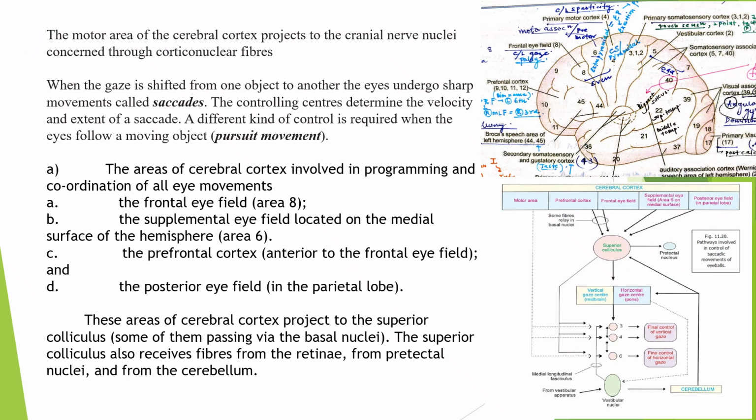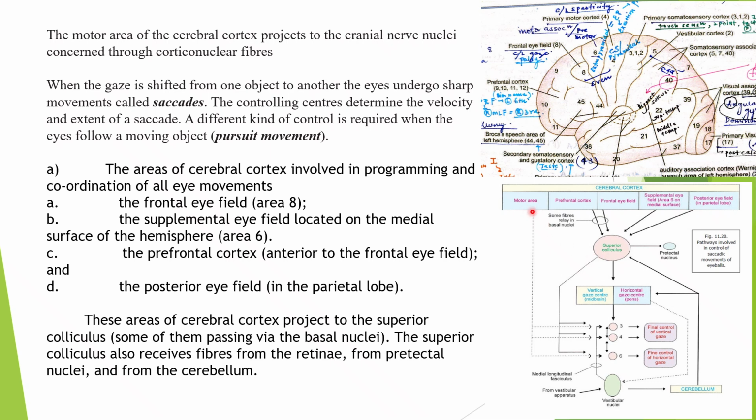Now, the motor area of the cerebral cortex projects to the cranial nerve nuclei through corticonuclear fibers. When the gaze is shifted from one object to the other, the eye undergoes movements called saccades, and the controlling center determines the velocity and extent. And when the eyes follow a moving object, a different kind of control is required, which is the pursuit movement. So what were the areas that were projecting to the superior colliculus?